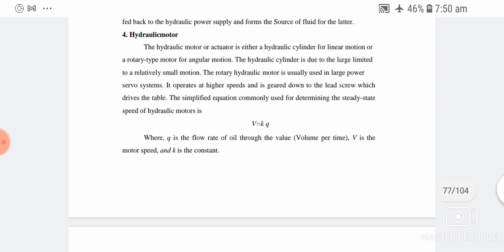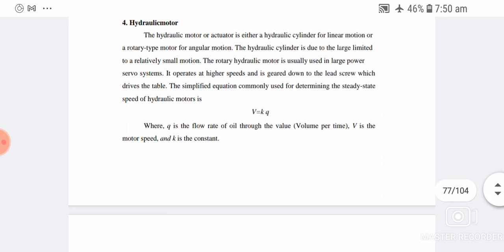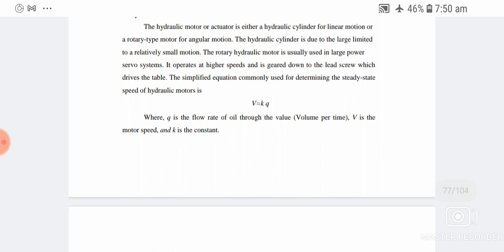Hydraulic motor. The hydraulic motor or actuator is either a hydraulic cylinder for linear motion or a rotary type motor for angular motion. The hydraulic cylinder is limited to relatively small motion. The rotary hydraulic motor is usually used in large power servo systems. It operates at high speed and is geared down to the lead screw, which drives the table.